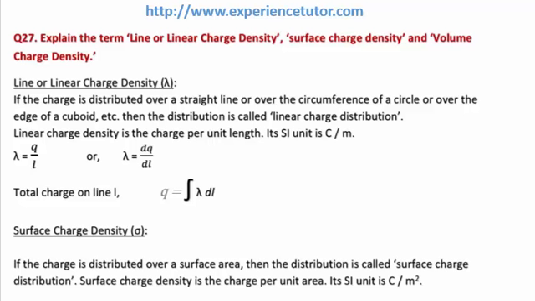Lambda is equal to Q by L, or lambda is equal to delta Q by delta L. Total charge on a line L is Q is equal to integration of lambda dl. Surface charge density, sigma. If the charge is distributed over a surface, then the distribution is called surface charge distribution. Surface charge density is the charge per unit area. Its SI unit is coulomb per meter square.